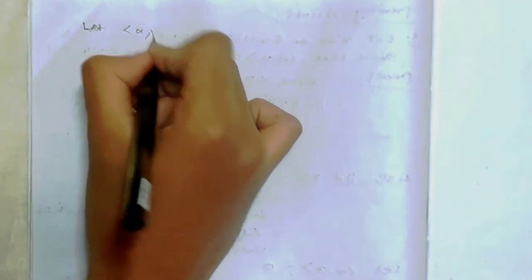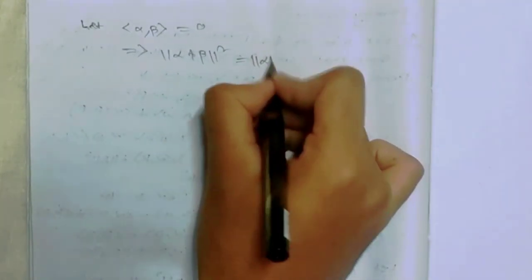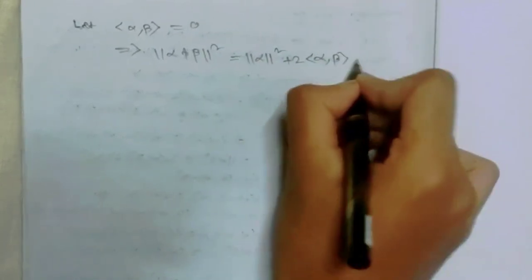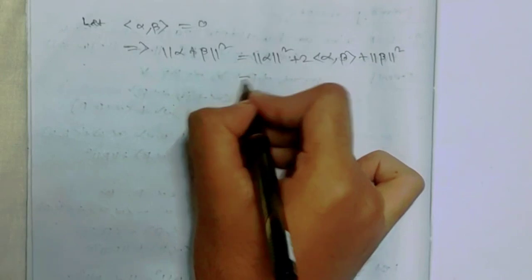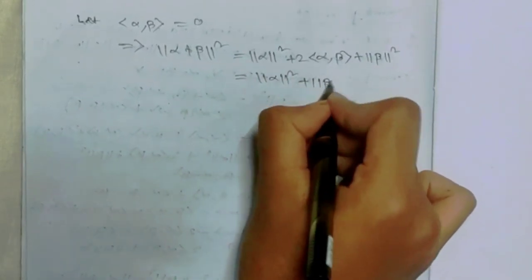Now let the inner product of alpha, beta equal 0. That implies norm of alpha plus beta squared equals norm alpha squared plus 2 times the inner product of alpha, beta plus norm beta squared. That equals norm alpha squared plus norm beta squared.